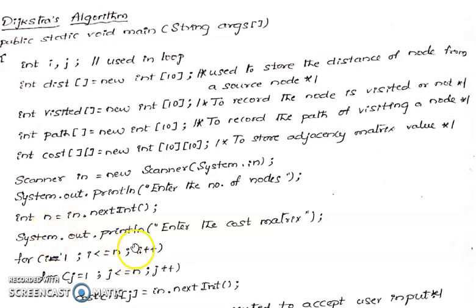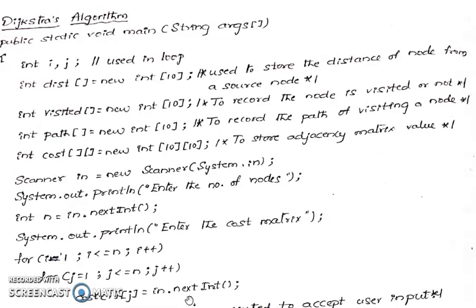Next, System.out.println, enter the cost matrix. So your cost matrix will be ready. These two loops will run, and the values will be recorded in cost of i j equal to in.nextInt. Since we are storing everything as an integer type variable, we are making use of it.